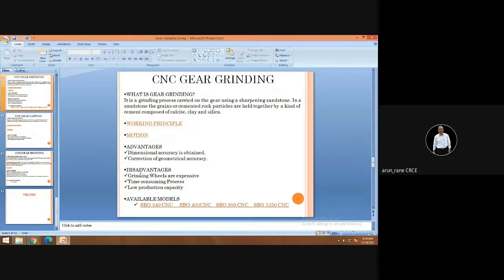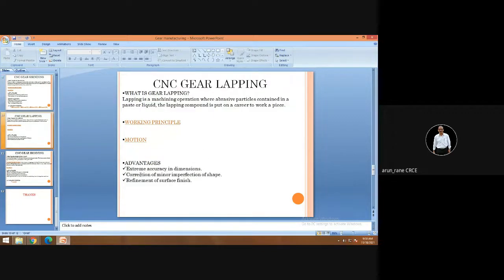No doubt gear teeth grinding gives better accuracy and better correction of geometrical accuracy, but the disadvantage is that it is a very slow process. That's why the production capacity is less, and grinding wheels are very expensive, and the grinding wheels need to be dressed also.